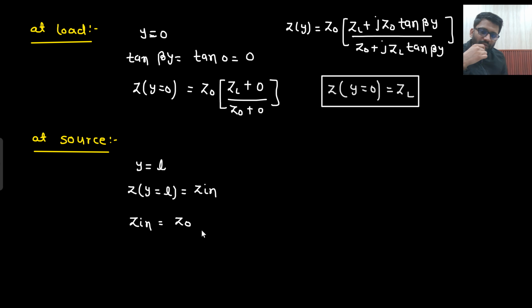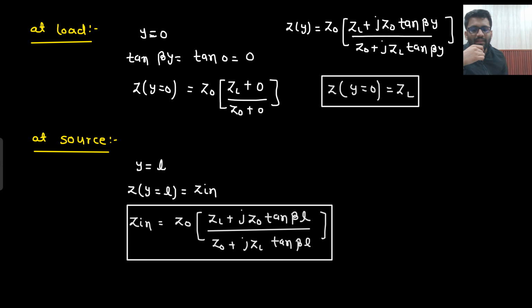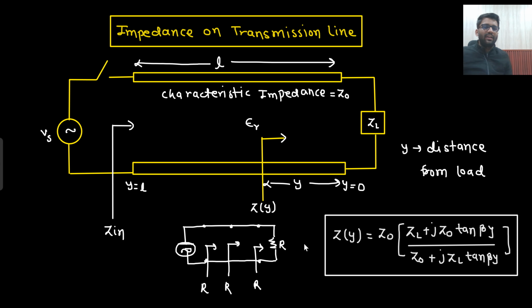Z in will be equal to Z naught into ZL plus jZ naught tan beta y, where y equals L, divided by Z naught plus jZL tan beta L. So usually this formula is taught everywhere, but this is not the only case. They can ask the impedance at any point of the transmission line. It is not necessary that they will ask only at the input.